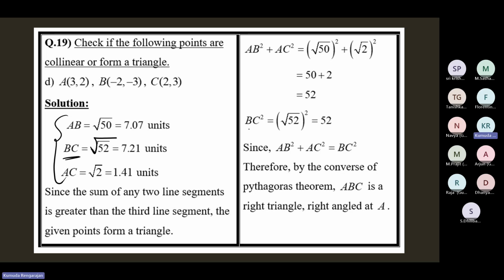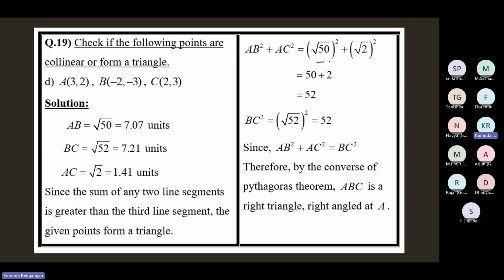So square that separately. The longest side should always be squared separately. BC square is 52. Now find AB square plus AC square. Square the longest side separately, then find the sum of the squares of the other two sides. This is how we check the converse of Pythagoras theorem.